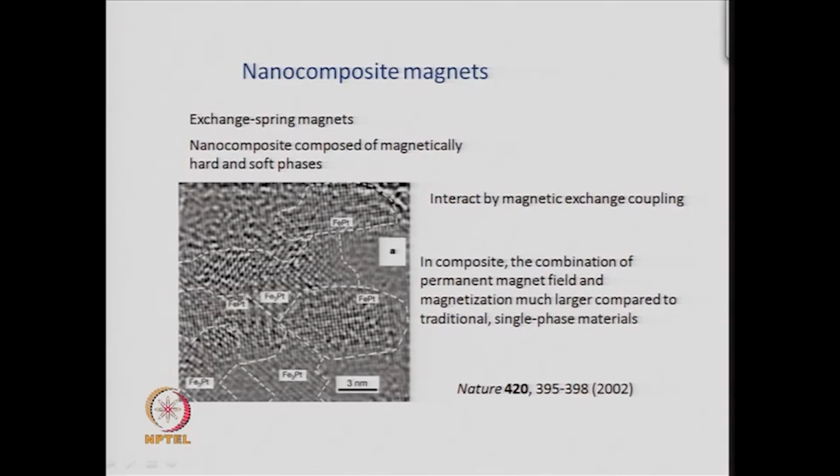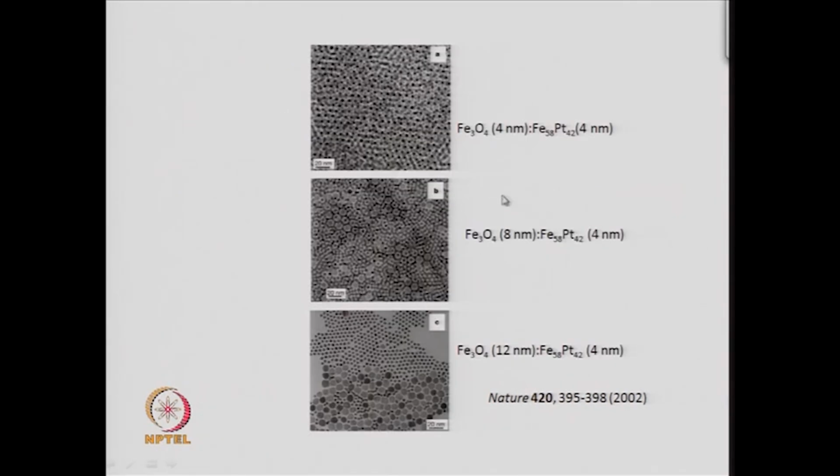And how was this kind of a composite made? What you do is you start with a mixture of iron oxide and iron platinum alloy. Say these are 4 nanometer, 4 nanometer or 8 nanometer, 4 nanometer. You can mix them with different sized particles of iron platinum and iron oxide, and then you anneal them. Now, you can see them differently. These are particles of iron platinum alloy, the small particles 4 nanometers. These large particles are iron oxide particles 12 nanometers. Of course, here you have 8 and 4 nanometers.